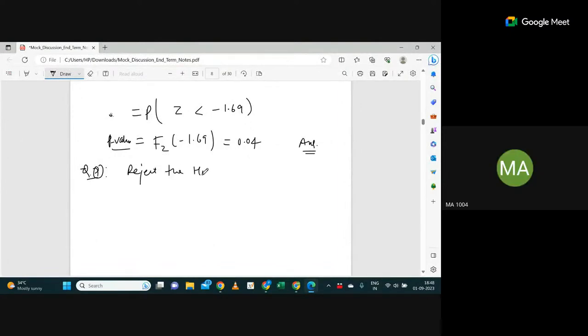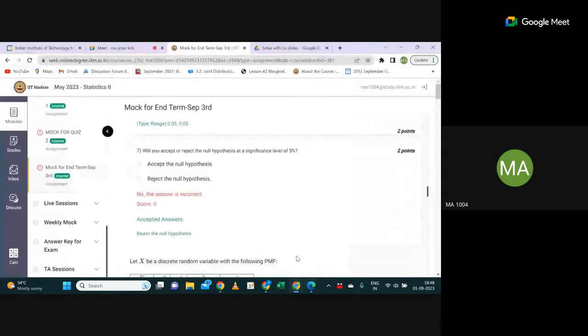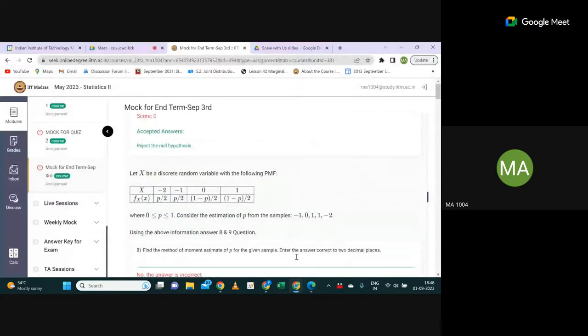So I will reject the null hypothesis because that alpha, that level of significance, is greater than this. And the p value is nothing but the lowest significance value, right? If I'm able to reject at 0.04, it's obvious I will reject my null hypothesis at 0.05. Correct or not? Yes, sir. Yes. So the correct answer is reject. I think if this concept is clear, then you will get some marks. Okay, so let's move to the next question.